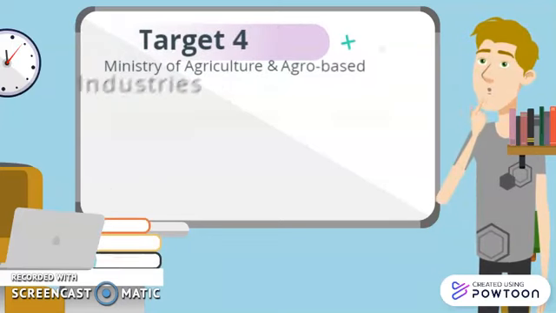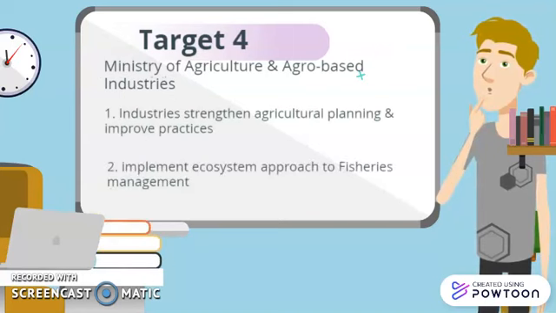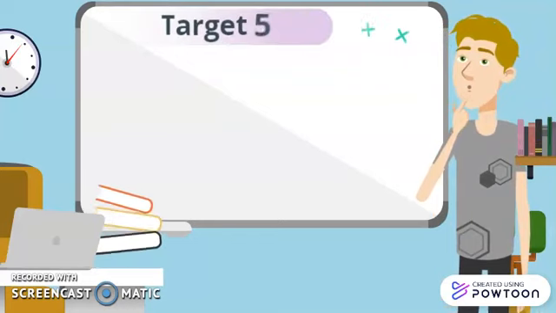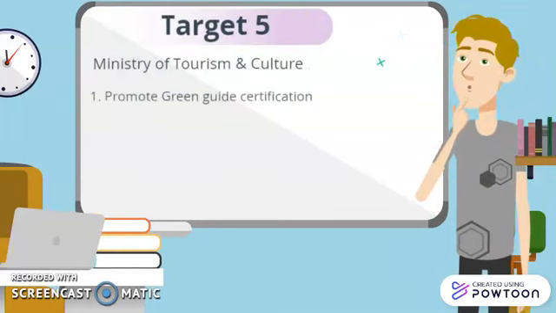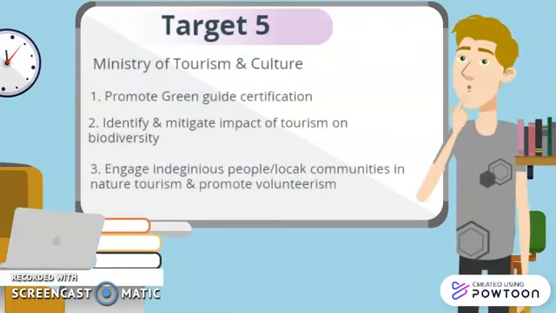Target 4. Ministry of Agriculture and Agro-Based Industry. First, strengthen agriculture planning and improve practice. Second, implement ecosystem approach to fishery management. Target 5. Ministry of Tourism and Culture. First, to promote Green Guide certification. Second, identify and mitigate impact of tourism on biodiversity. And lastly, engage indigenous people and local communities in nature tourism and promote volunteerism.